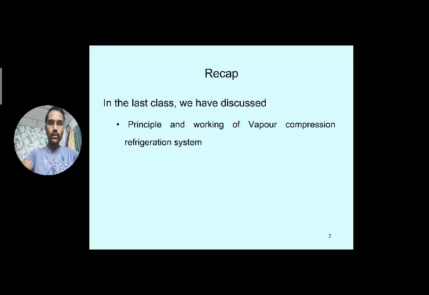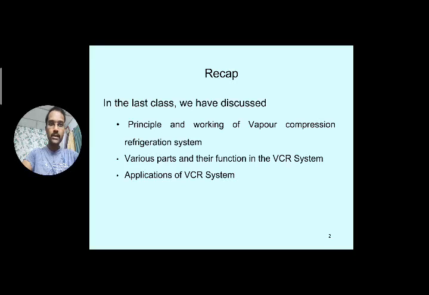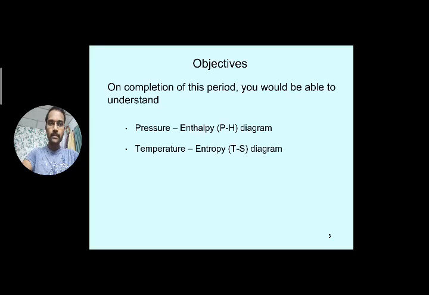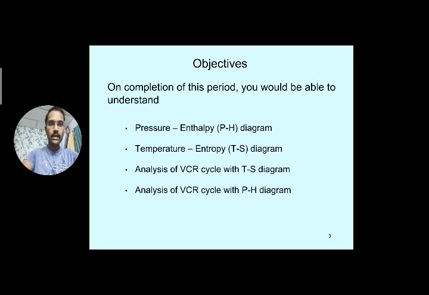So just have a look at some points regarding the previous video lesson. Principle and working were already discussed. Hope you understood the topic. And next, the various parts we have seen, the functioning of each and every part in the VCR system, and the applications of the VCR system we have seen. In today's video lesson, you will be able to understand the following topics: the pressure enthalpy diagram of the VCR system, the temperature entropy diagram of the VCR system, and make the analysis of this TS diagram and pH diagram of the VCR cycle.